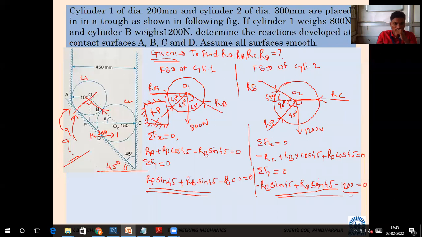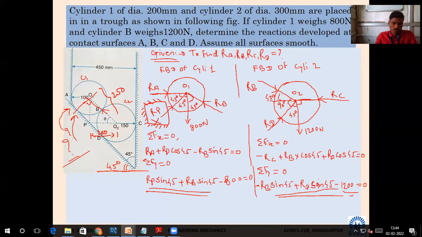Now we have to find cos theta from this. This diagonal is already given: 100 plus 150, that is 250. In this triangle, what do we know right now? The adjacent side is known. So for this theta, adjacent and diagonal we know. So we can find theta.